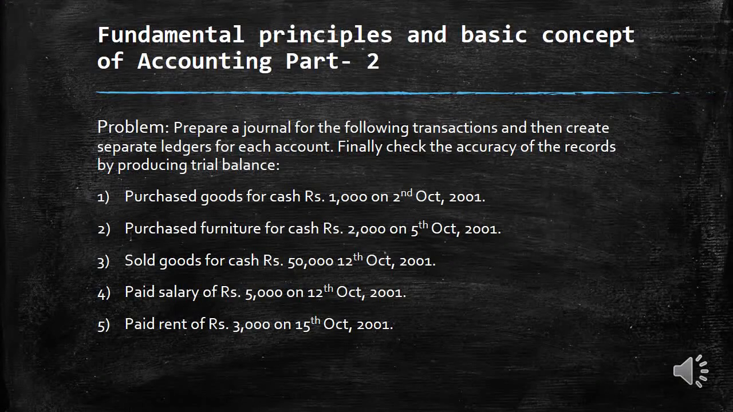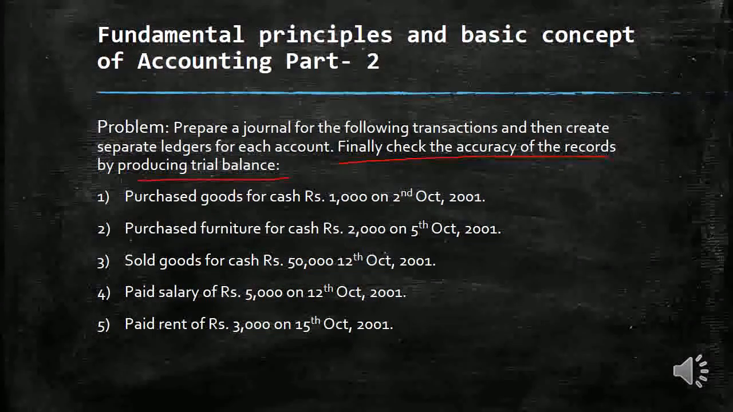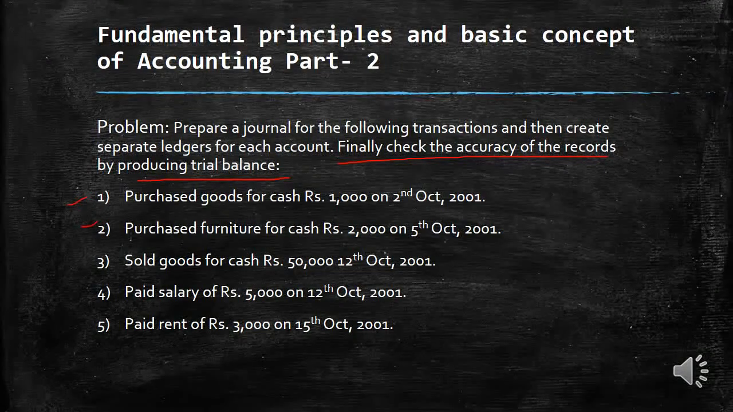So what it says: prepare a journal for the following transactions and then create separate ledgers for each account. Finally, check the accuracy of the records by producing a trial balance. And here 5 transactions are mentioned, numbered 1 to 5. The first one says purchased goods for cash ₹1,000 on 2nd October 2001.